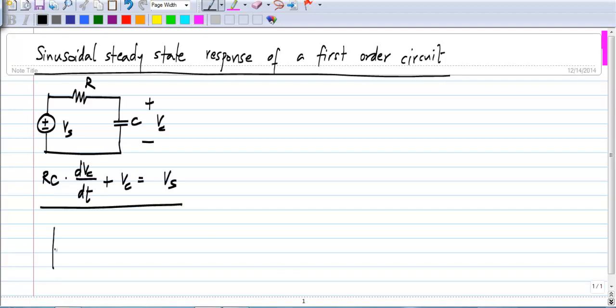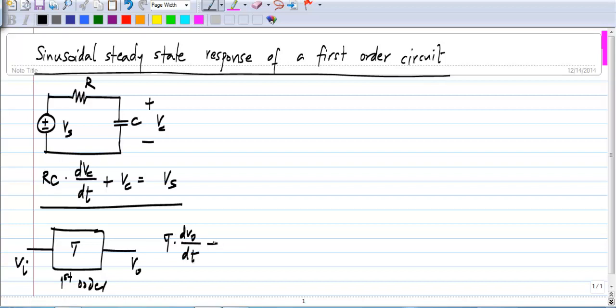Now in general we could have a first order system with some time constant tau, and let's say the input is Vi and the output is Vo, then the differential equation governing this would be tau times dVo by dt plus Vo equals some multiple of Vi because it is linear. Okay, so I will show the analysis using this.